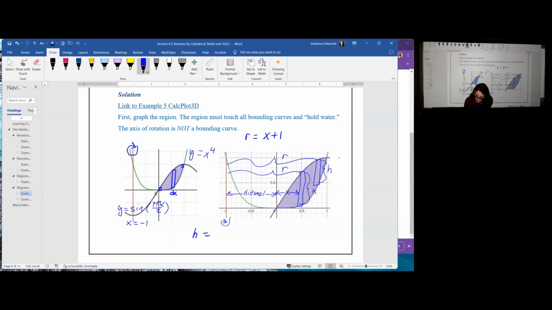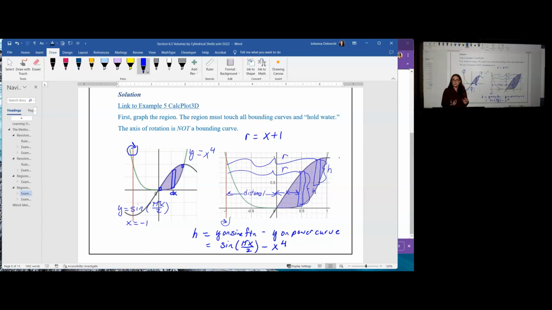That means that we can express our height here as the change in y values on the two curves. So this is going to be y on the sine function minus the y on the power curve. And we can represent that in terms of x by replacing them with their actual functions: sine of pi x divided by 2 minus x to the 4th. This expression in terms of x becomes the height of the cylinder when it gets revolved in this direction.